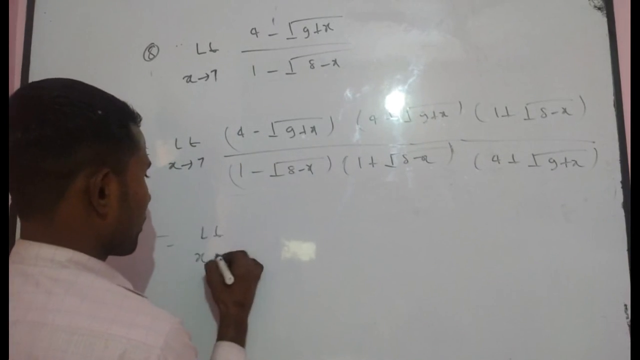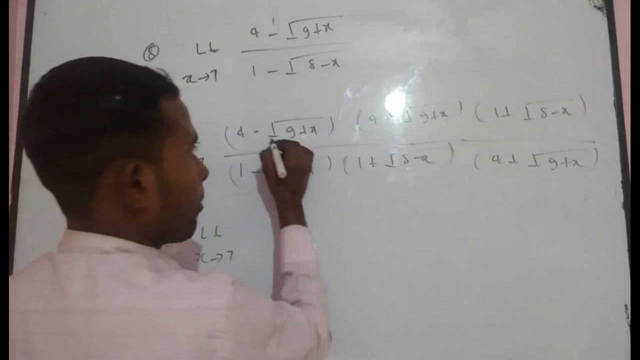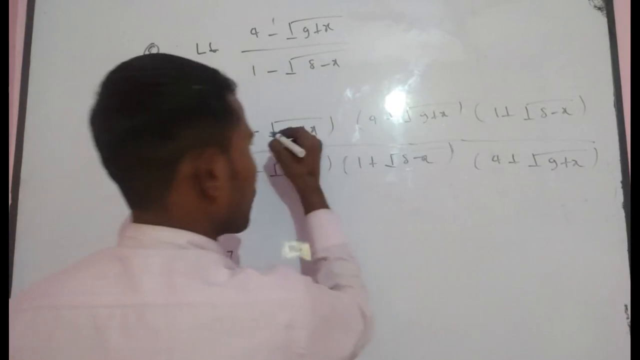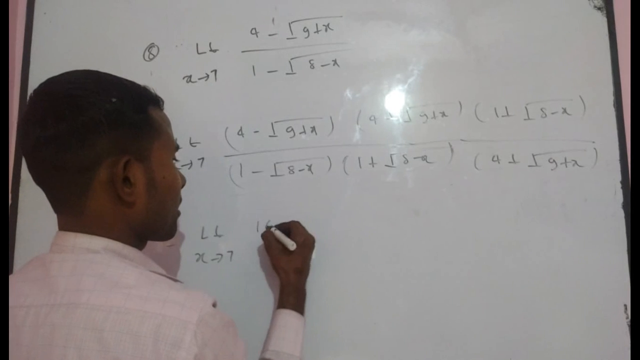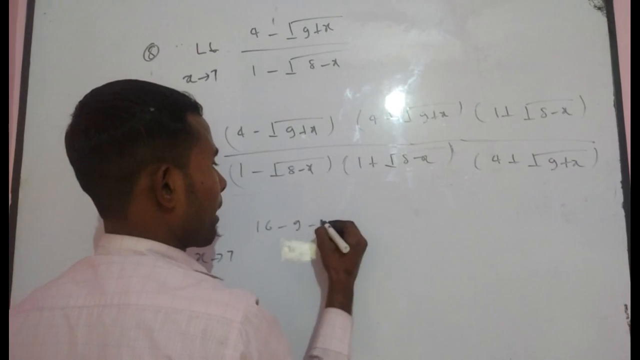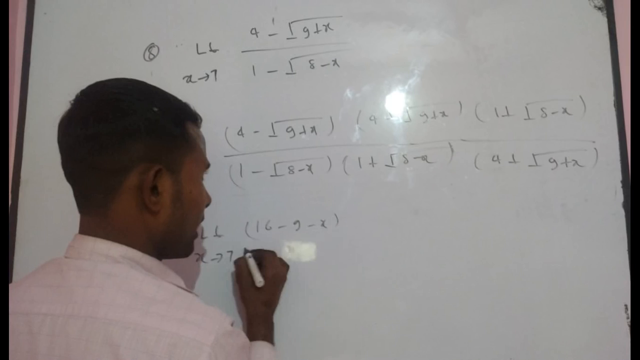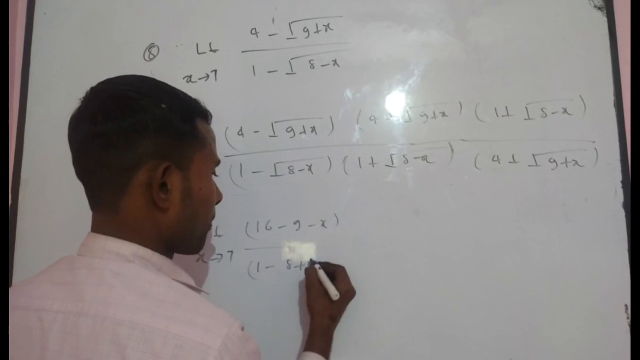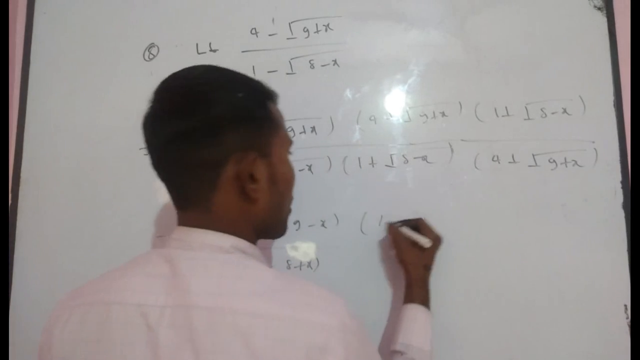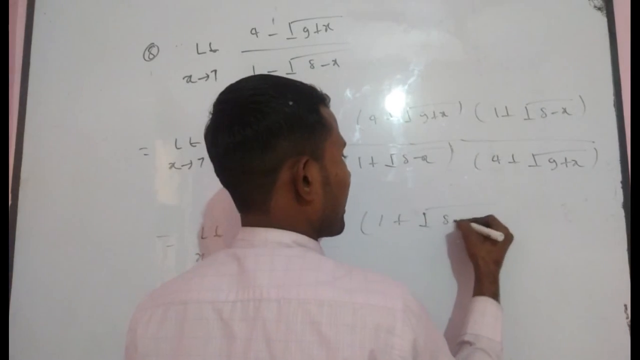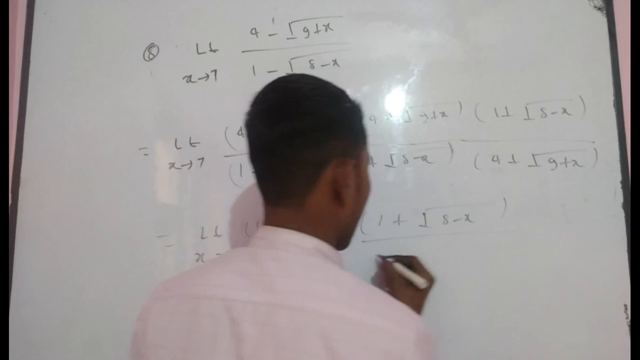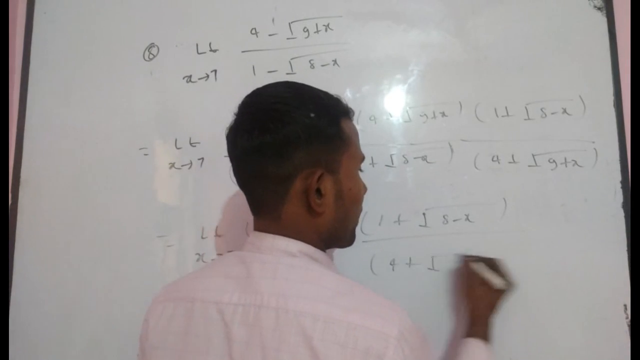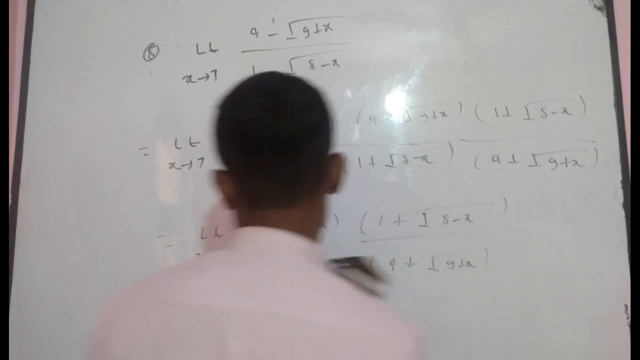Limit x tends to 7. Now 4 minus root under 9 plus x. If you simplify, can you write 16 minus 9 minus x, and this term will be 1 minus 8 plus x. Can you write it? Into this term will be 1 plus under root 8 minus x divided by 4 plus under root 9 plus x. Can you write? Now you have to put x equal to 7.